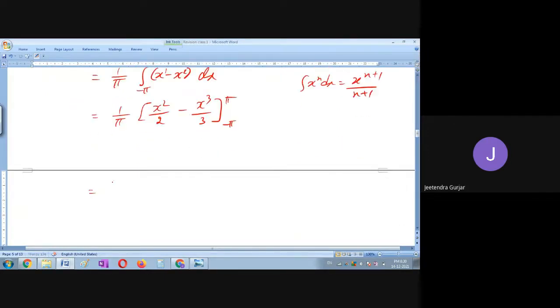So this is equal to 1 upon pi. First I will substitute the pi value, wherever x is there, substitute x is equal to pi. So first I will put it here. In this I will put, so this is pi square upon 2 as it is. Then I take minus pi and put it in this formula, therefore this is minus pi cube upon 3. Okay. Then minus, I will keep it as it is.